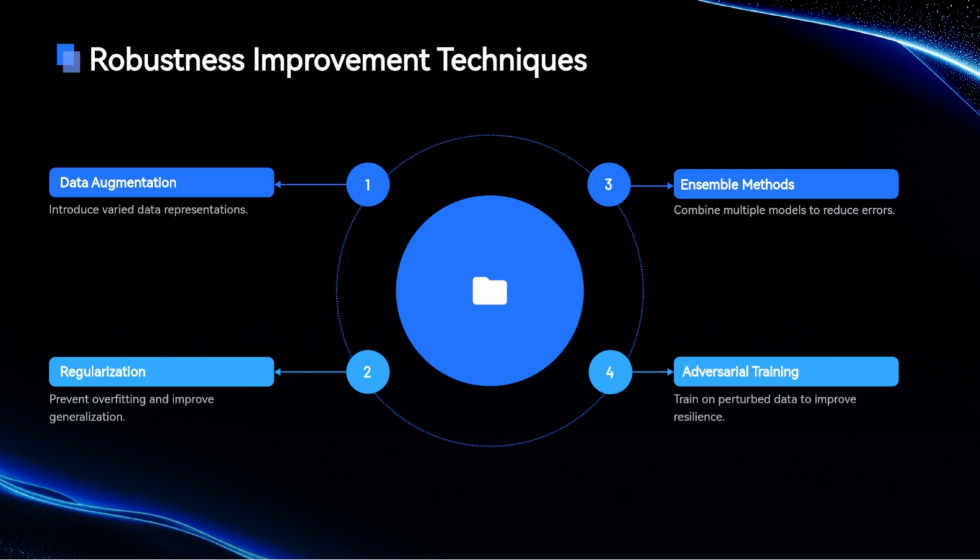Ensemble methods. Combining multiple models can help reduce the likelihood of errors. For instance, bagging or boosting methods can be used to create stronger models that are less sensitive to fluctuations in the data. Adversarial training. This involves training the model on data that has been intentionally perturbed, enabling it to learn to deal with small changes or noise in real-world data.